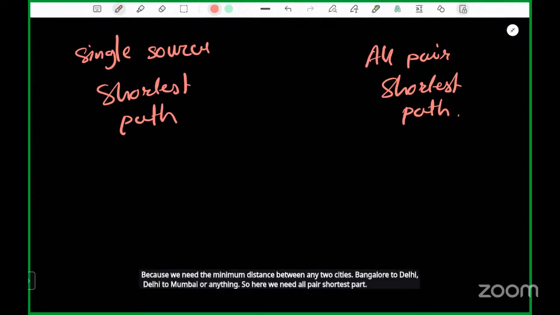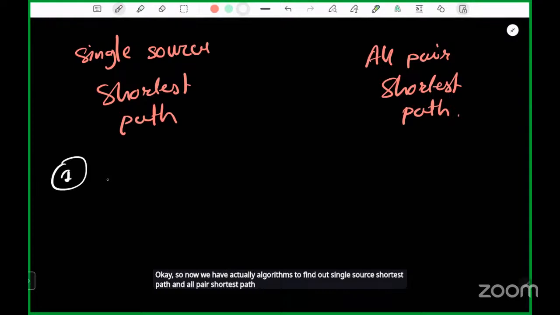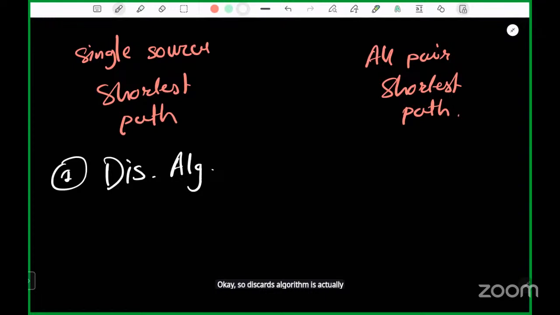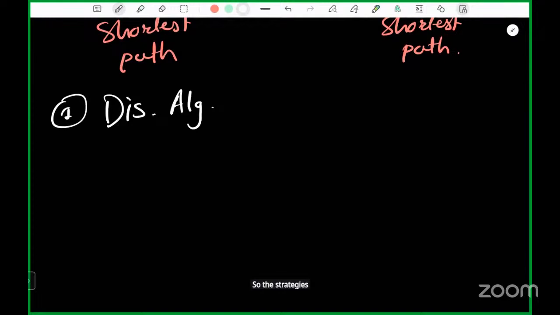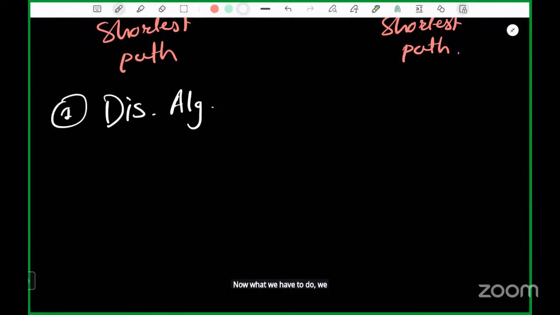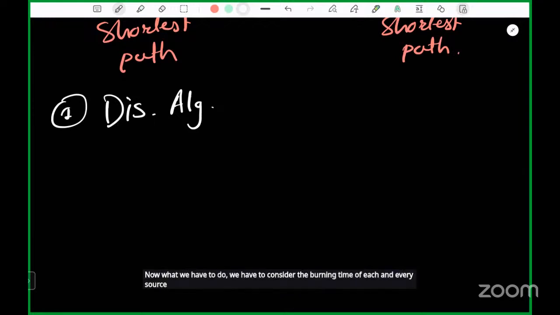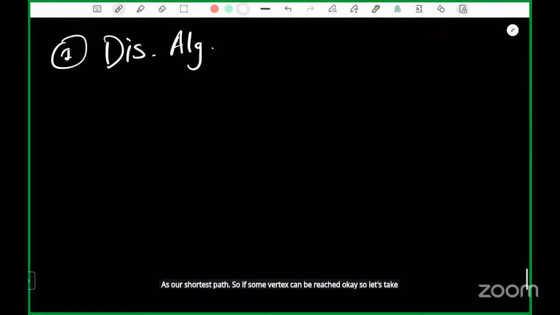Now we have algorithms to find single source shortest path and all pair shortest path. One is Dijkstra's algorithm, which is used to find single source shortest path. What is the strategy? We start with our source vertex and imagine we have set it on fire, and the fire is expanding in every direction. We consider the burning time of every other vertex as its shortest path. Let's take one example, since an example makes it easier to understand.